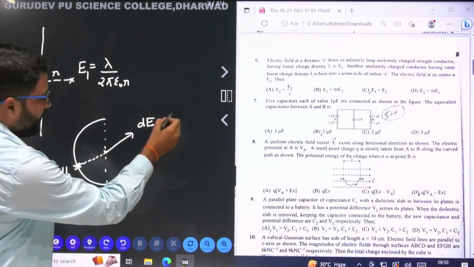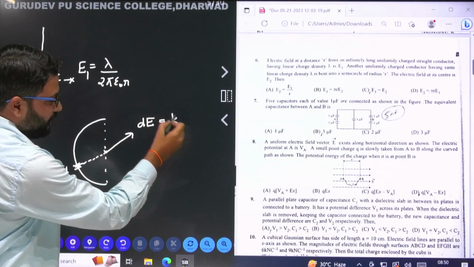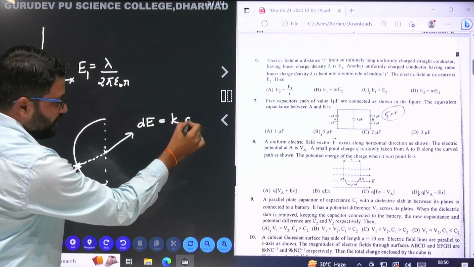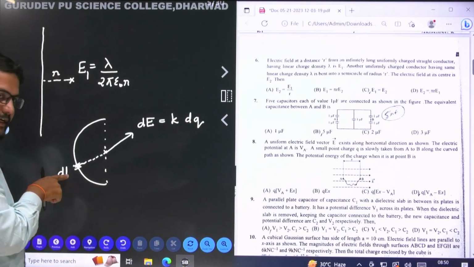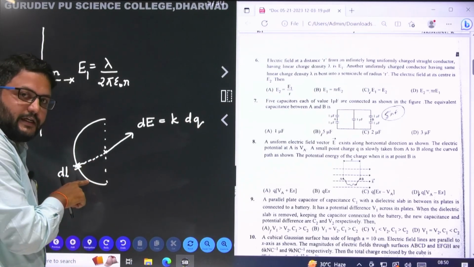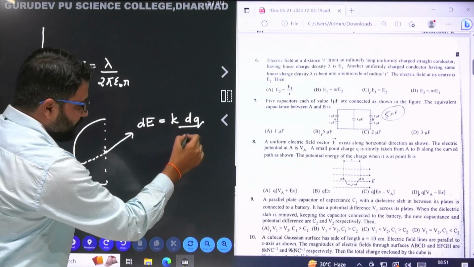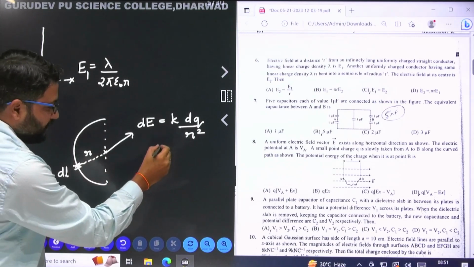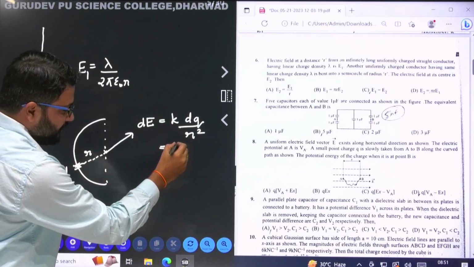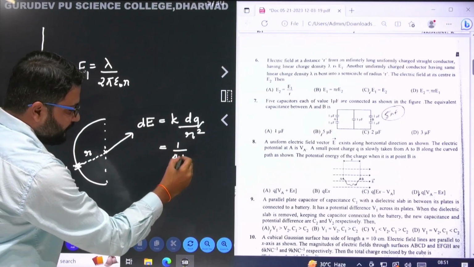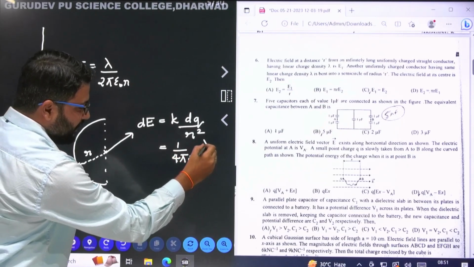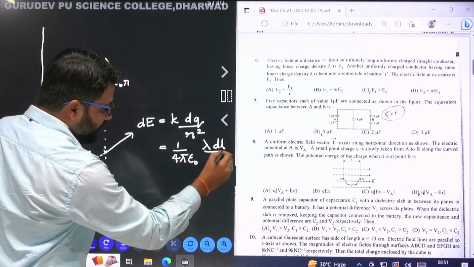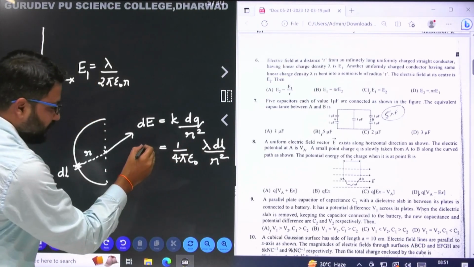You can write the value of this as K, where K is nothing but 1 divided by 4 pi epsilon naught, times dq, the charge on the dl element which I have taken, divided by the radius square, that is, the radius of the semicircular ring. Substituting further, it is 1 divided by 4 pi epsilon naught, and dq I write in terms of the linear density lambda into dl, divided by r square. Now this is the dE value.